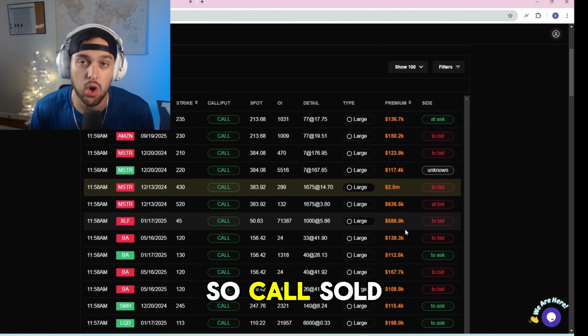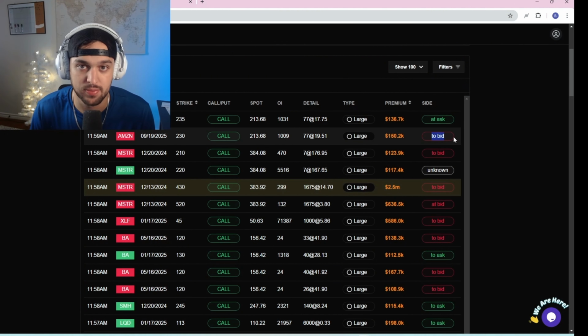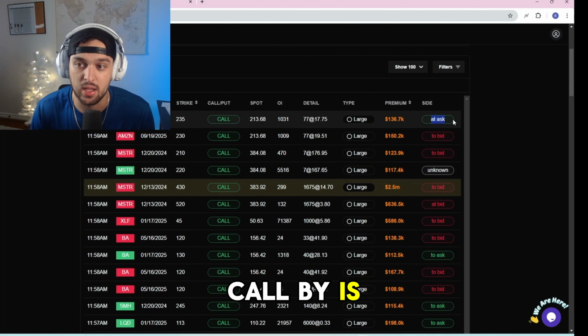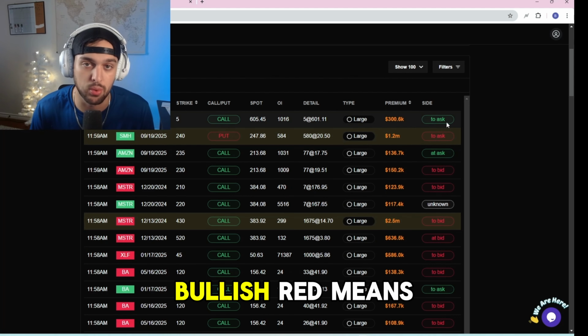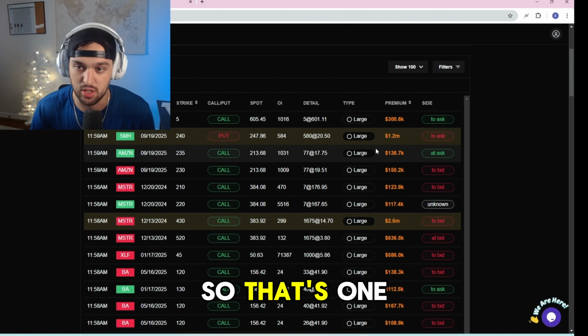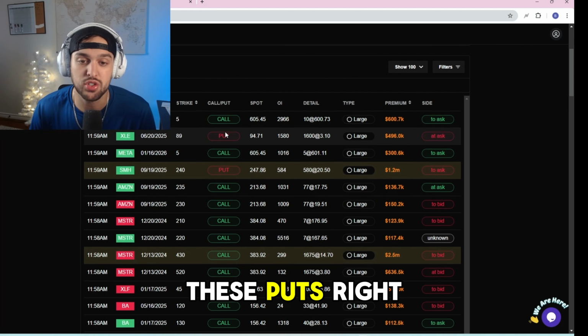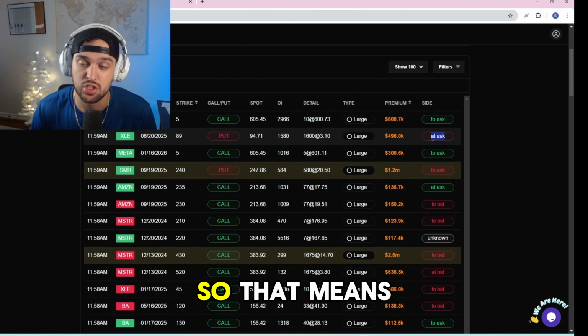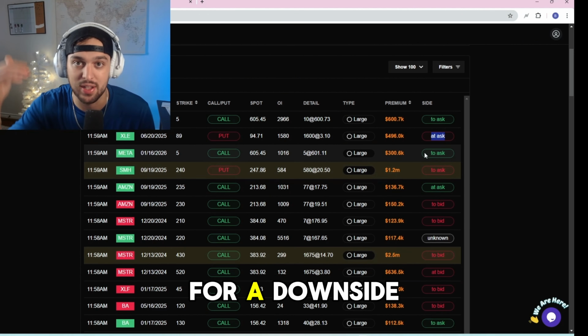So call sold is red over here. Call bought is green over here. So green means bullish, red means bearish, right? So that's one way you can look at this. These puts right here are at the ask. So that means they're buying those puts and looking for a downside move.